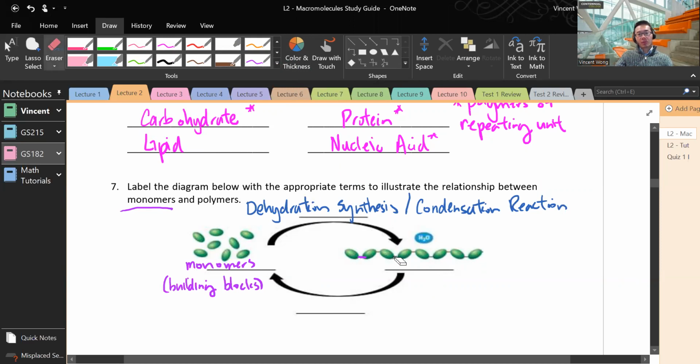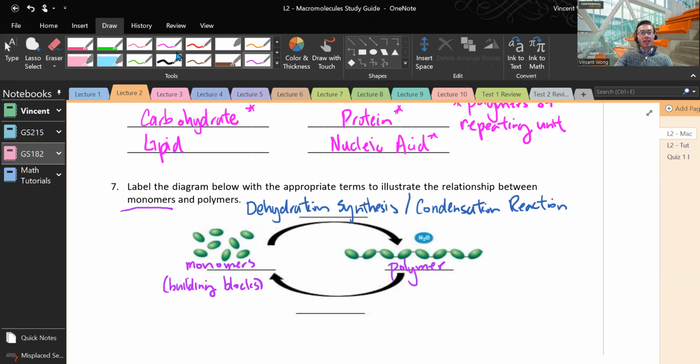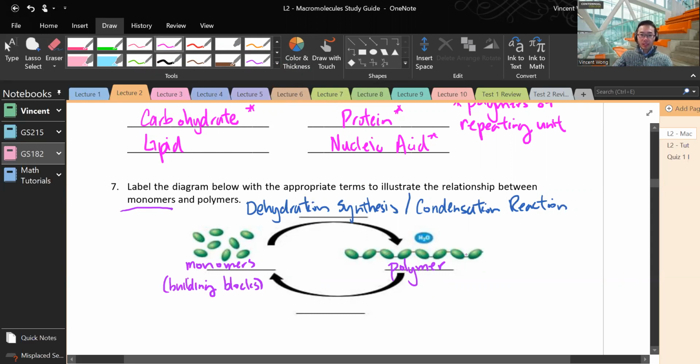So here's 1, 2, 3, 4, 5, 6, 7 bonds. That means you would have removed 7 water molecules. Okay, and this whole chain is a polymer. Okay, what connects the monomers together would be these bonds, right? And they are covalent bonds. Covalent bond, okay, involves sharing of electrons.